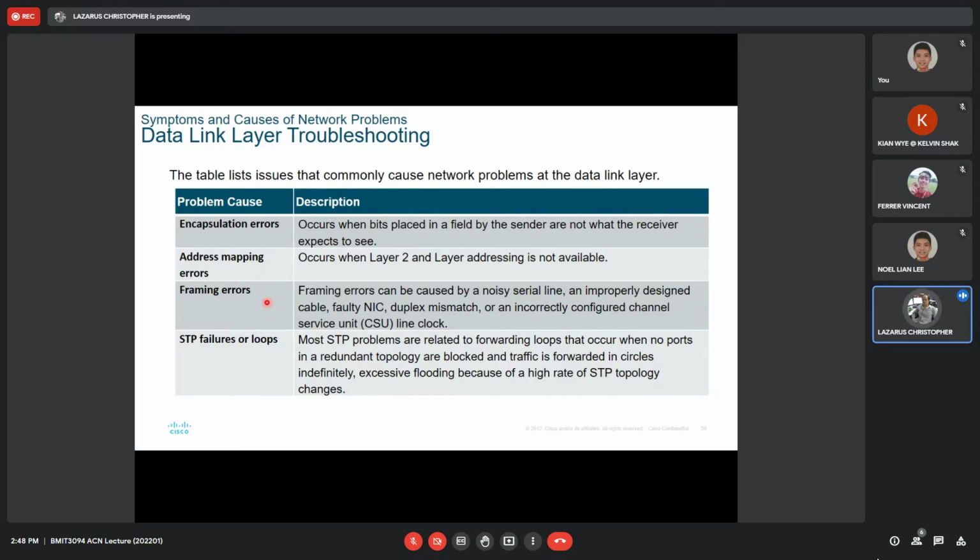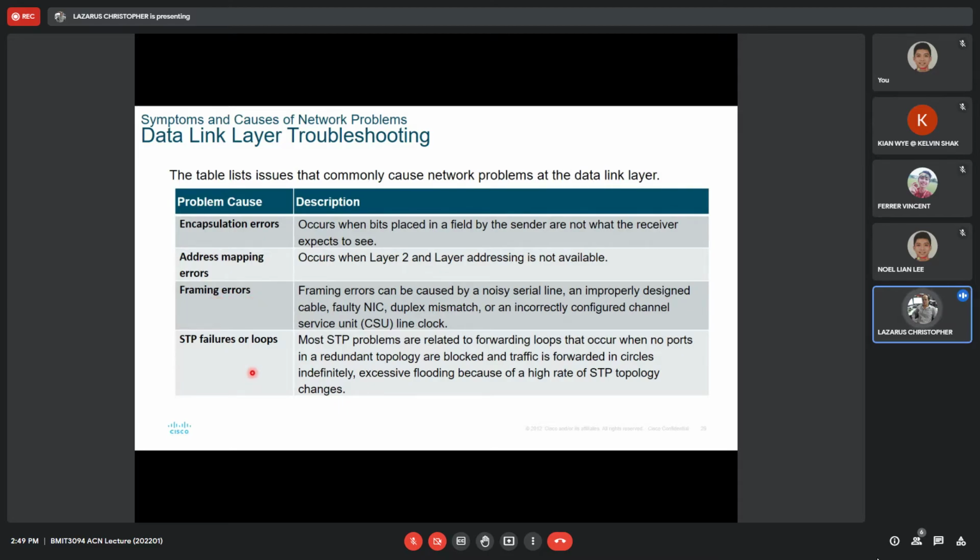Framing errors. That means this one is physical, right? So physical problems will cause framing errors. That means encapsulation for the frame error, right?